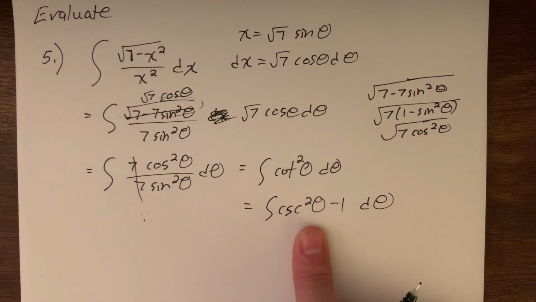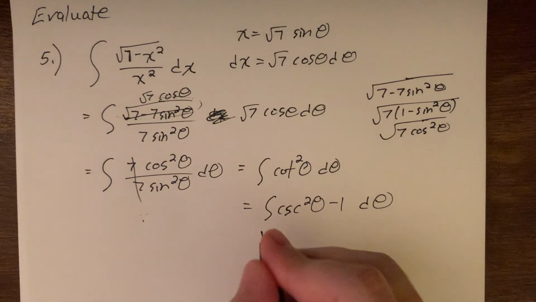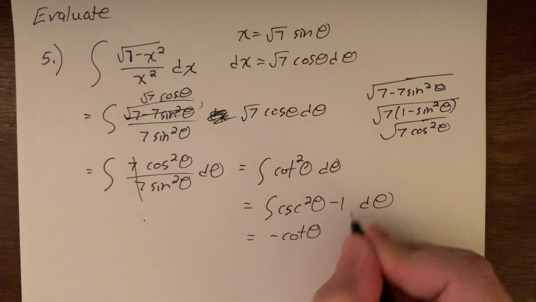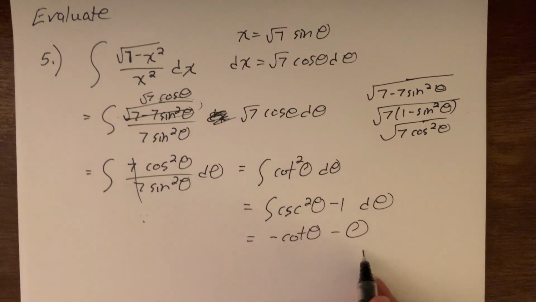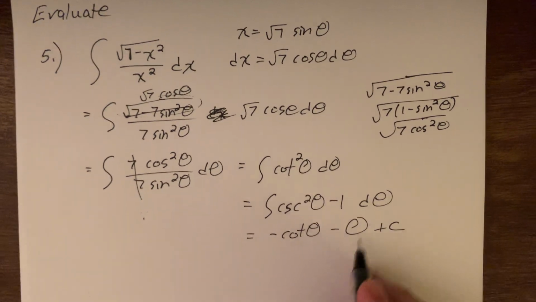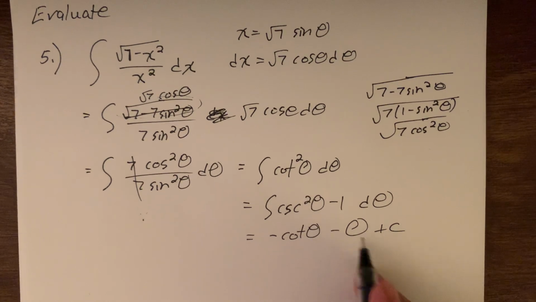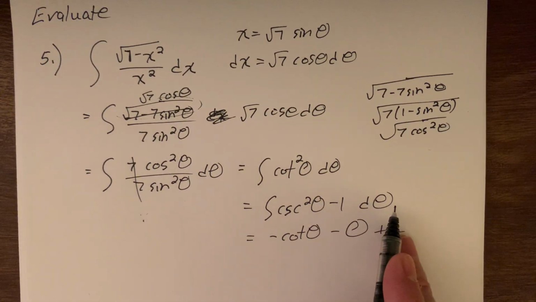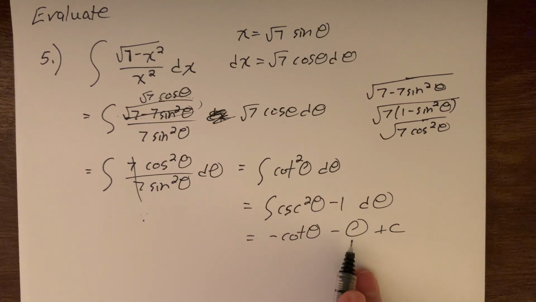Is that a good move? Well, yes, it is. And it is a good move because we know the antiderivative. The antiderivative of cosecant squared is negative cotangent, and then the antiderivative of 1 is theta. Careful, everybody. It's so easy to put an x here and then forget to do the back sub work, but we've already converted everything to theta, so that's why we just get a theta here.